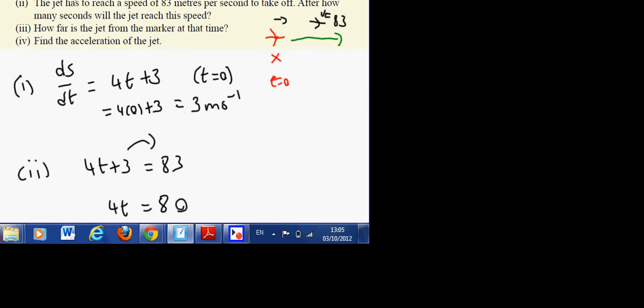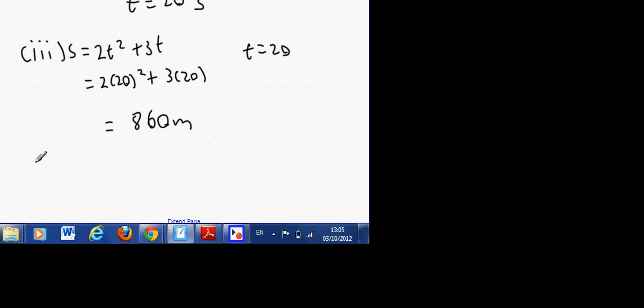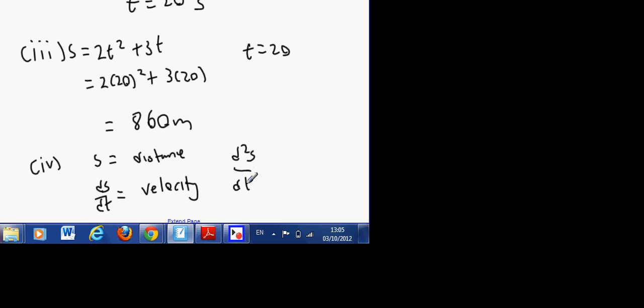Next one. Find the acceleration of the jet. To find acceleration, if you're given a distance formula, so let's say s equals distance, the first differentiation is going to be velocity. And if you differentiate one more time, what you're going to get is acceleration. So let's differentiate it a second time to find out what the acceleration is.